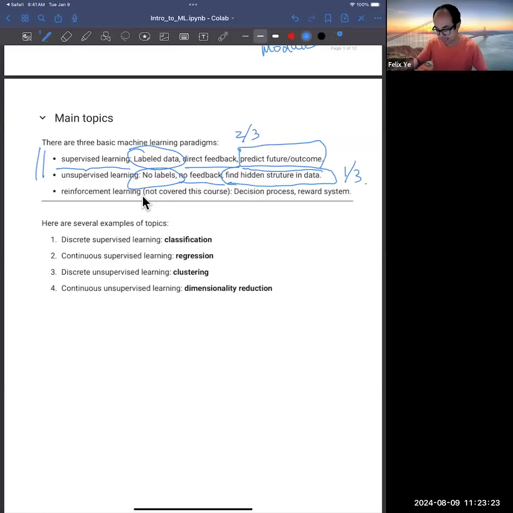With the different data, we are going to separate all these supervised and unsupervised learning into four classes. One is classification, one is regression, one is clustering, and one is dimension reduction. I'm going to give you a quick overview of these four topics and what we are trying to do here.